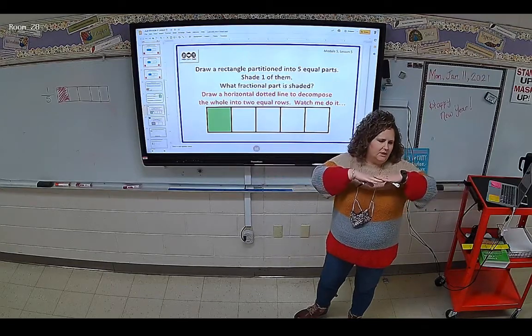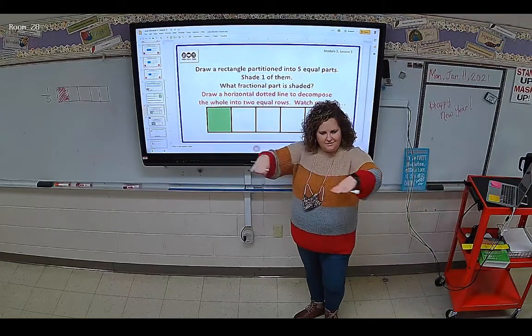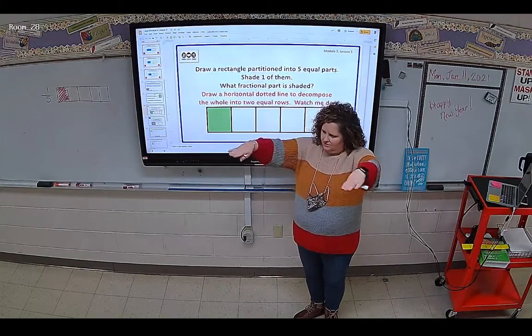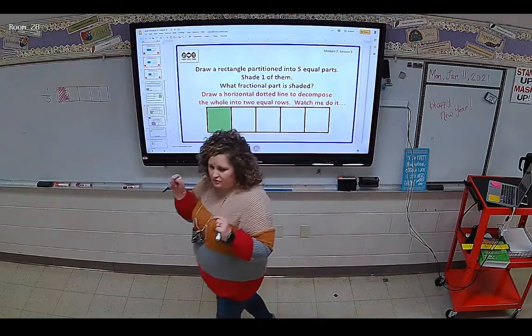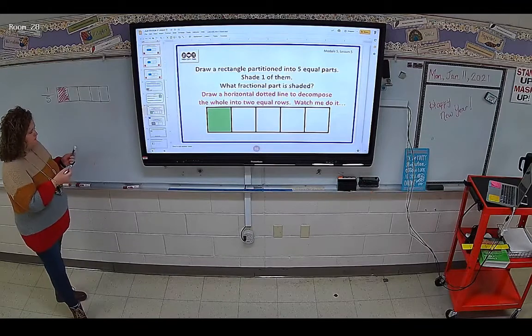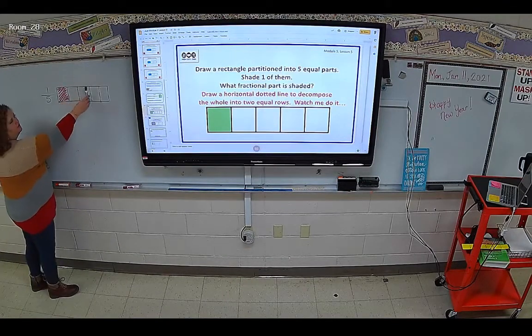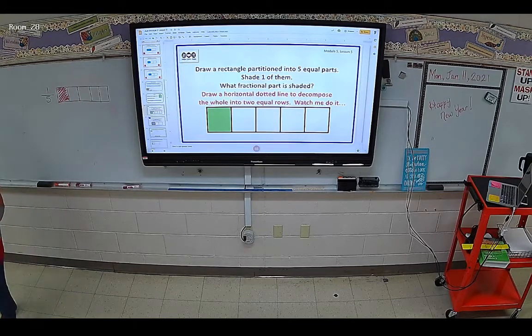If you've ever heard somebody talk about the horizon, where we can see the sun come up or go down, the horizon is this way, isn't it? And horizon and horizontal have the same root word. So we're going to draw a horizontal line because there are already vertical lines here. So now we're going to make some cuts going horizontally, and you're going to see how this changes.